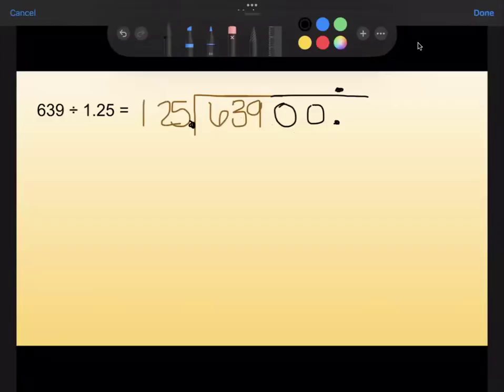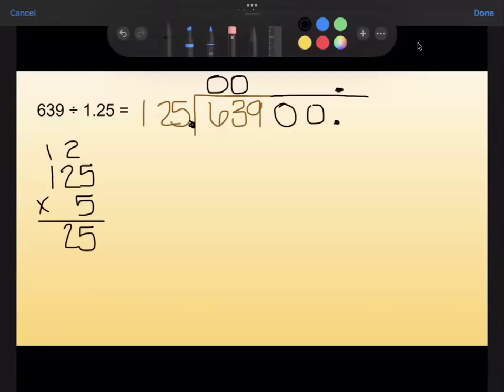So 125 does not fit into 6 or 63, but it will fit into 639. We just don't know how many times. So let's go over here and go 125 times something to get 639. Well, I think it's going to be maybe 5 or 6 times. So I'm going to start with 5. 5 times 5 is 25. 2 times 5 is 10 plus 2 is 12. And then 1 times 5 is 5 plus 1 is 6. So that's pretty darn close, 625.